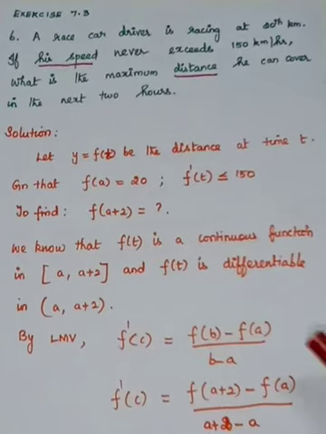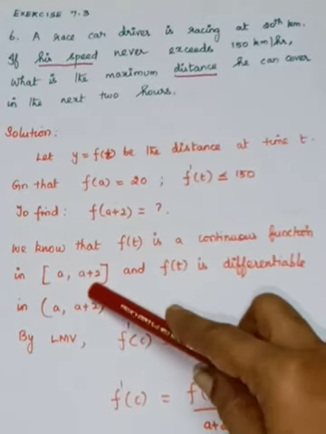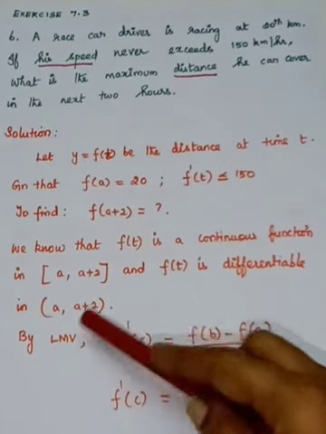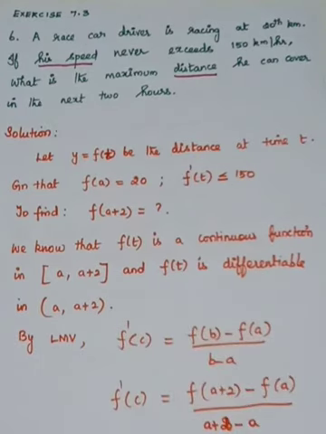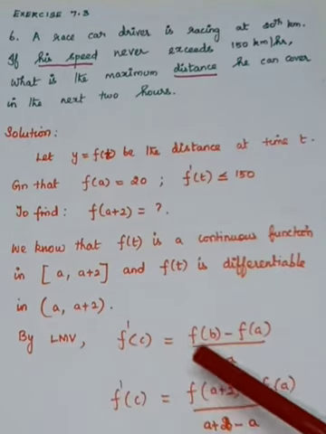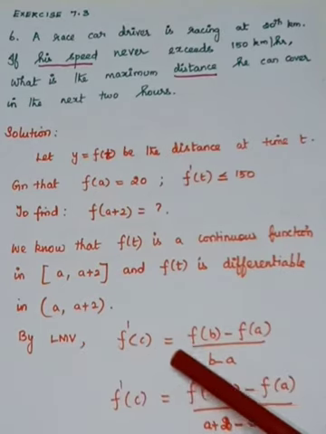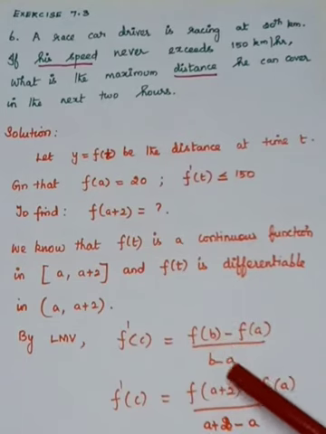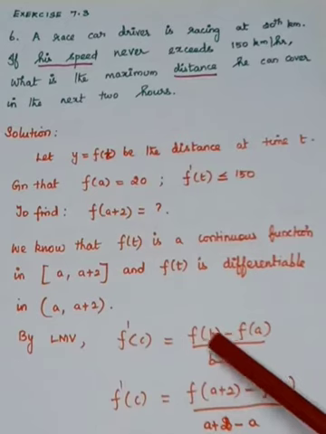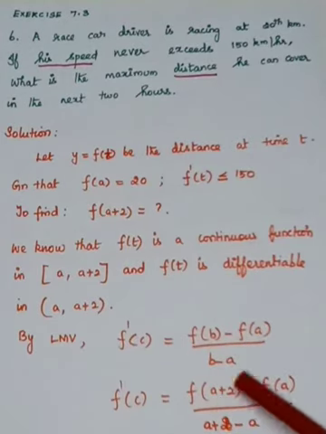in the closed interval a comma a plus 2, and that function f of t is differentiable in the open interval a comma a plus 2. So we are going to use the mean value theorem. That is, f dash of c is equal to f of b minus f of a divided by b minus a. So f dash of c is equal to f of a plus 2 minus f of a divided by, in the place of b you substitute a plus 2, minus a.